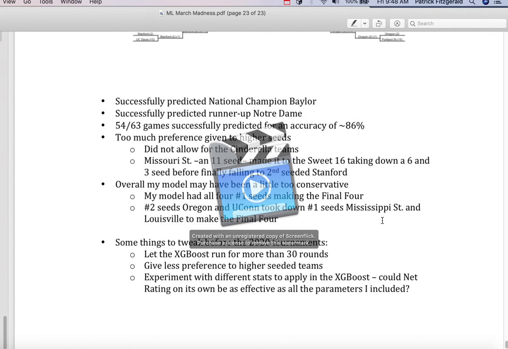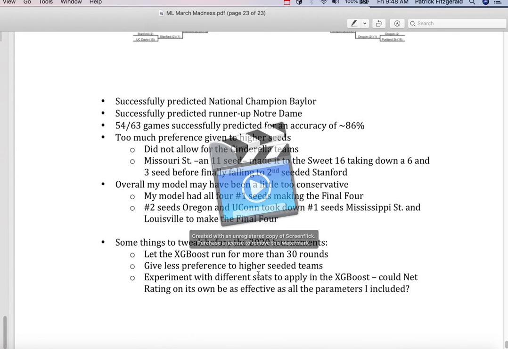But some things to tweak before the 2020 tournament, like I said, let the XGBoost run for more than 30 rounds. I saw a lot of people were doing 3,000 rounds, 5,000 rounds, whatever the case may be, but I just didn't have the patience or the computing power to really make that happen. 30 rounds was pretty good, 86% accuracy. However, I would like to up this number significantly. Give less preference to higher seeded teams.